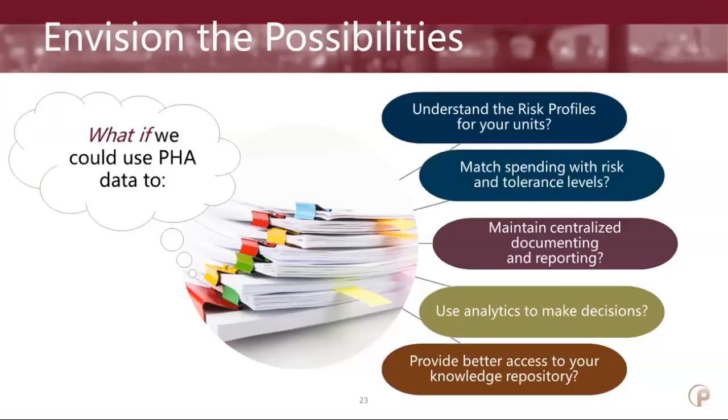So if you start to think about, well, yeah, we really can't do that, but if you started to change your paradigm of how to structure your PHA data, what could you use that information for? Here's just a couple thoughts. What if you could understand the risk profiles of your units? Right now, if I asked you what's the highest risk unit you have in your facility, and I asked 10 different people at that facility, I bet that they would all say the same thing. However, if you look at the data, you would be shocked to find out that that may not necessarily be the case.